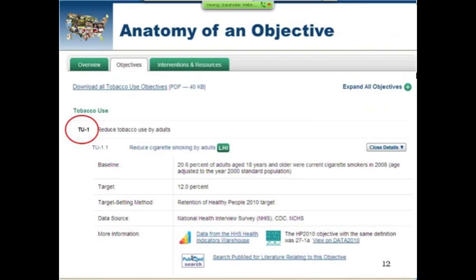To familiarize you with how to find what you need, I'll be highlighting different parts of an objective. By selecting the Objectives tab, you can view the specific objectives, data, and targets in that topic area. Each Healthy People 2020 objective has several elements. Each objective has a number designation. The capital letters refer to the abbreviation for the topic area, and the number following the dash refers to the number objective it is in the topic area. For example, this is TU-1, Tobacco Use Topic Area's first objective.